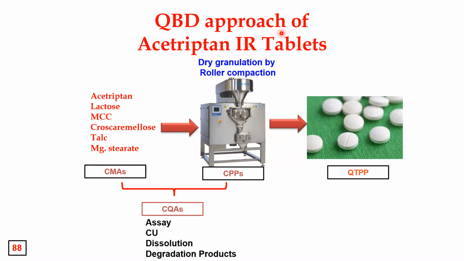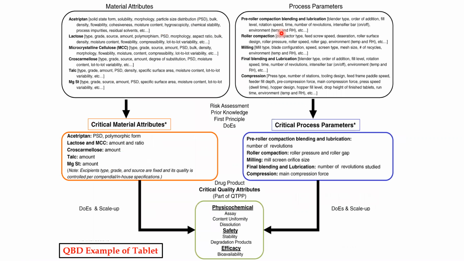So once again, the same image which was kept in the beginning. And now you can see the important image, wherever you want to write in the exam and they ask for some example. Now you can recall what was done till now. This is a complete chart. So what we first did is develop a QTPP like assay, content uniformity, dissolution, degradation products, everything. That is the target we kept. That is called the QTPP of the product.